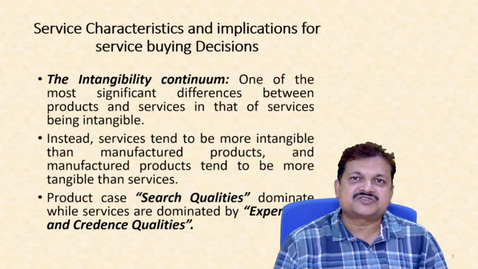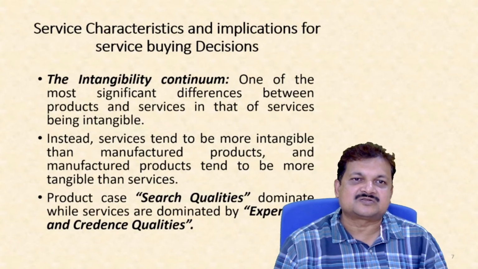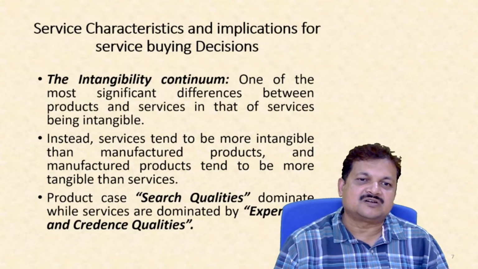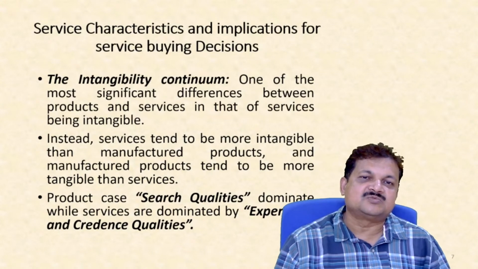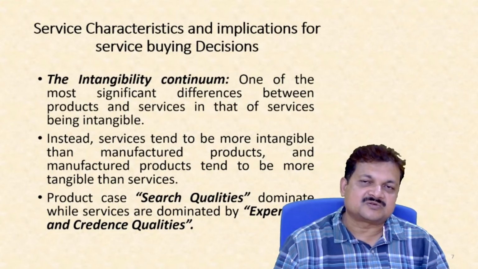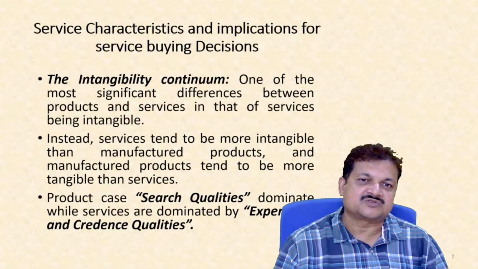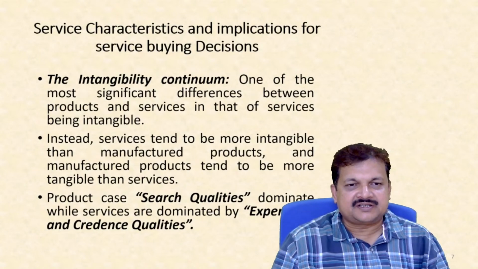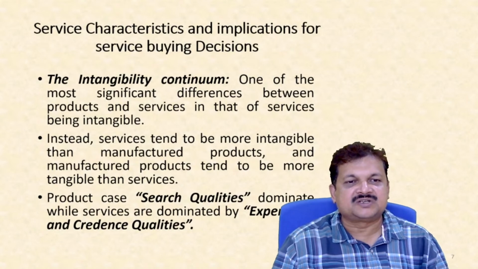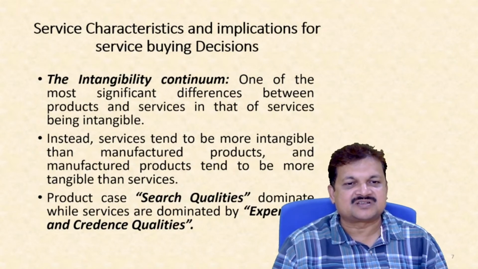Now, service characteristics implications for the service buying decisions. So, the intangibility continuum. We are going to find tangible to intangible components, the continuum we discussed. In that continuum, you will find more tangible goods on the product side and less tangible goods on the service side. So you will find mostly it is service oriented. In the product case, search qualities dominate, while services are dominated by experience and credence qualities.